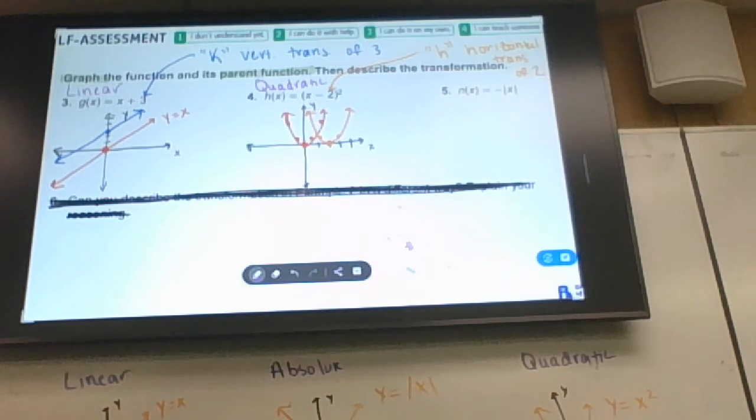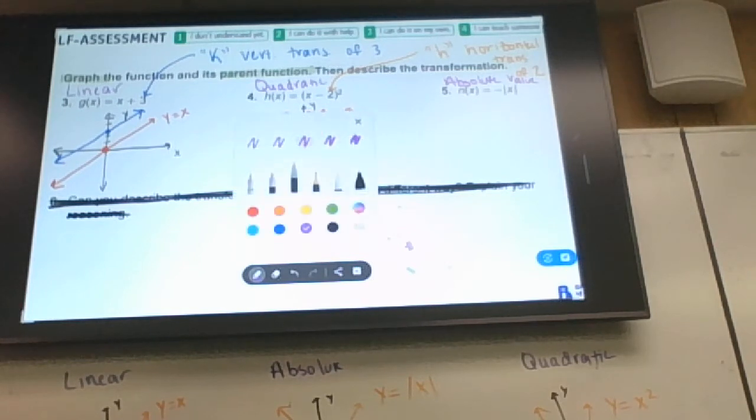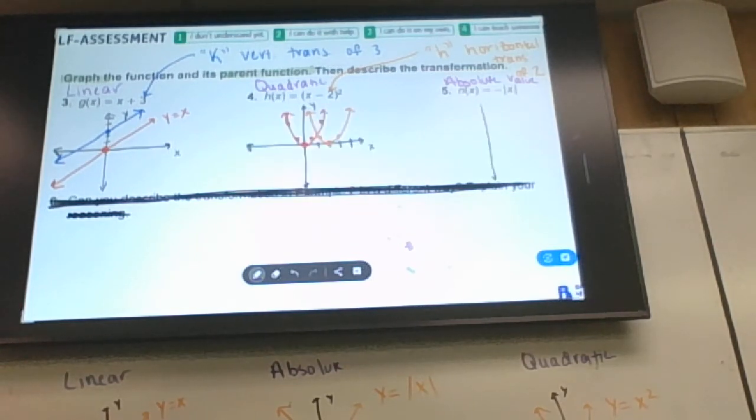Milena, do you know what number 5 function family is? What family does it belong to? Absolute value. This is an absolute value. So I'm going to start by drawing the absolute value parent function.